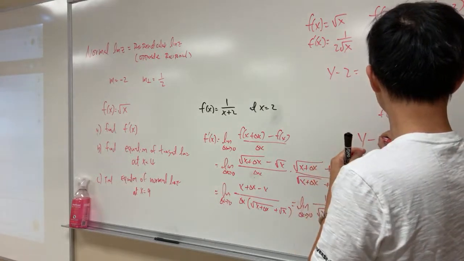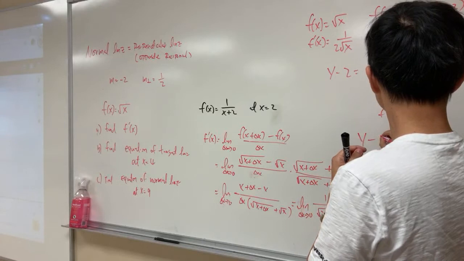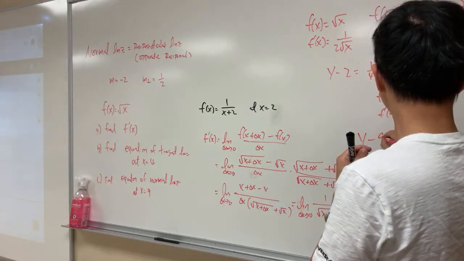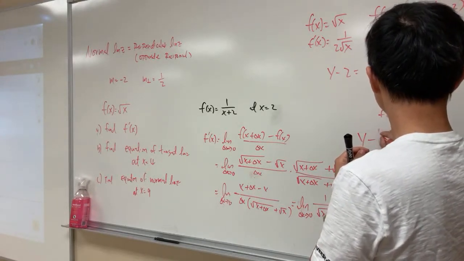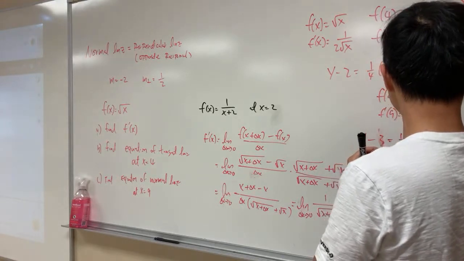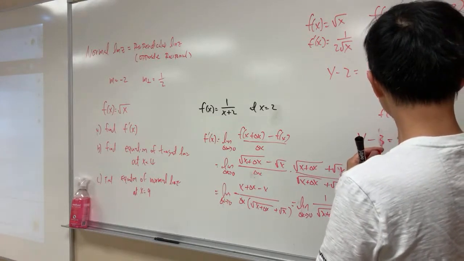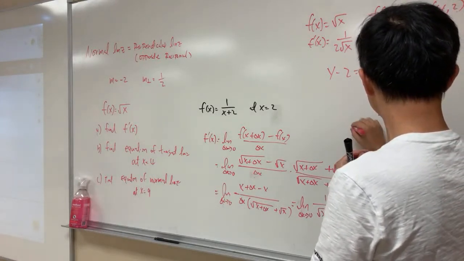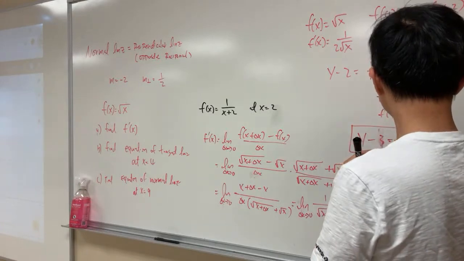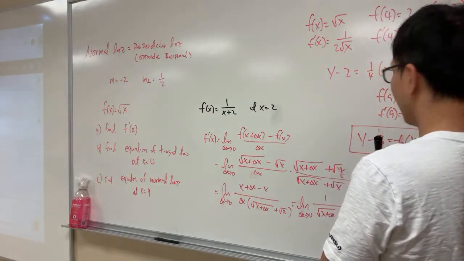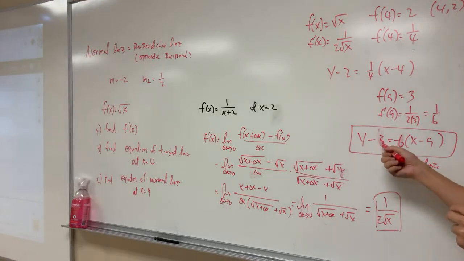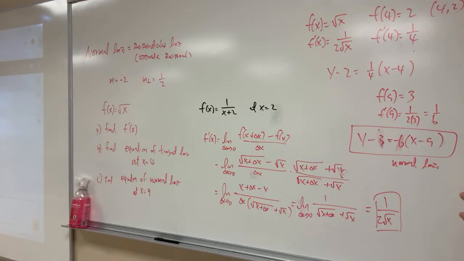y minus 3 equals 1/6 times x minus 9. But that's not what he's looking for, because 1 over 2 is not 1/6, so it's actually negative 6. That's the normal line. What did you say the second one was? y minus 3 equal to negative 6 times x minus 9. And the other one is negative 1 over parenthesis x plus 2 parenthesis squared.